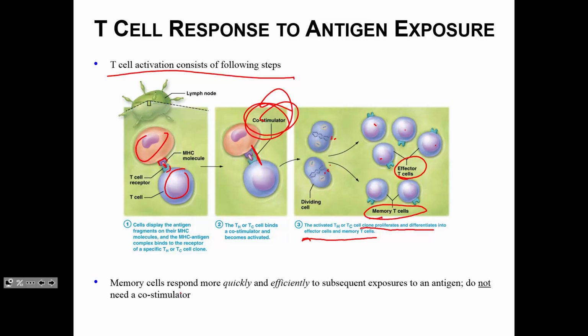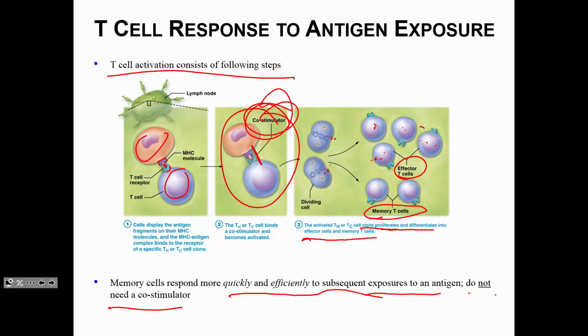Now, the memory T cells are not going to be involved in this attack. They're going to respond quickly and efficiently to another exposure to the antigen. They do not need a co-stimulant. That's the beauty about the memory T cells. They don't have to go through this step. They just automatically can start taking care of business once you have a repeat exposure. Now, these effector T cells are the ones that are going to go and attack these antigens. So this is how we're attacking.